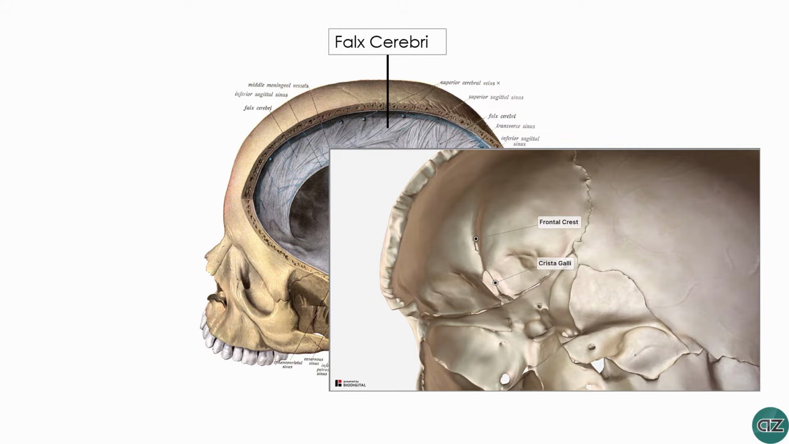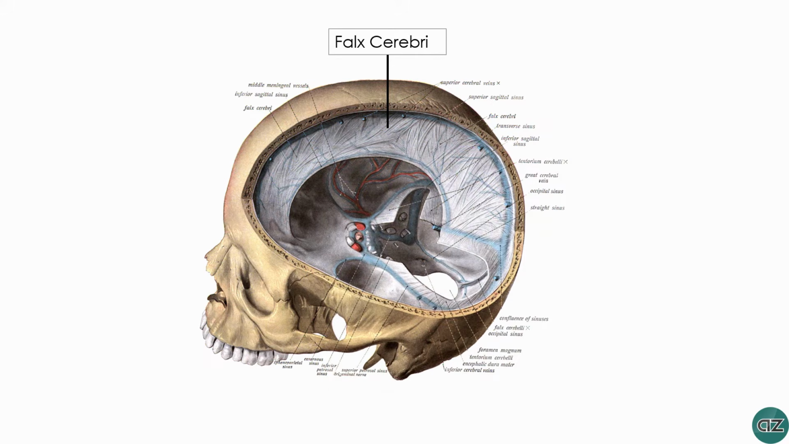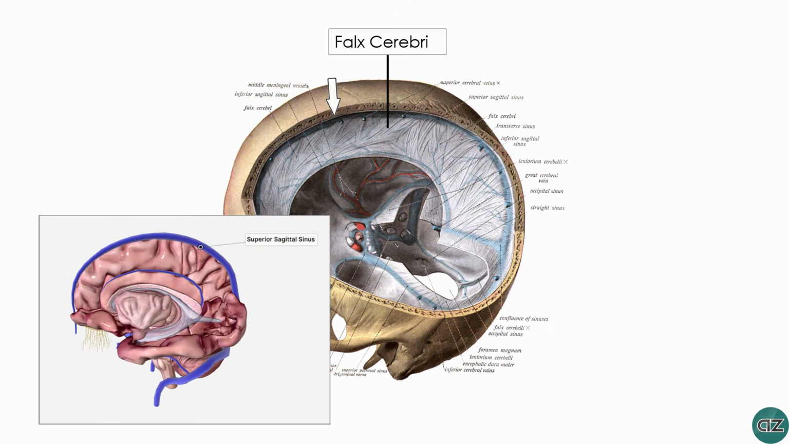Posteriorly, it merges into the second important dural reflection, the tentorium cerebelli. You can see here that the superior sagittal sinus is contained within the superior margin of the falx cerebri, and running within its inferior margin is the inferior sagittal sinus.